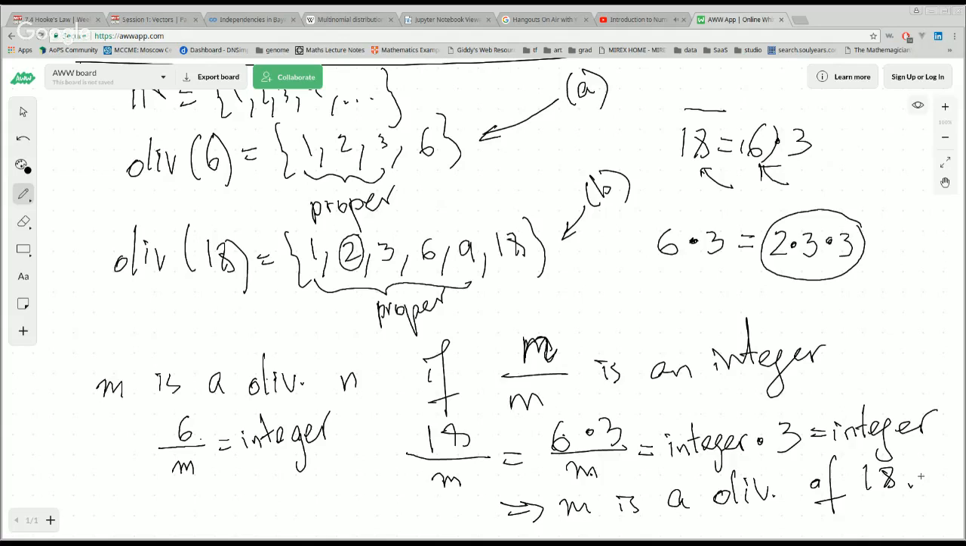Okay? Why is that again? Because 18 is a multiple of 6. It's 3 times 6. Now, that should give you an intuition. You can think about any other multiple of 6. How about 24?